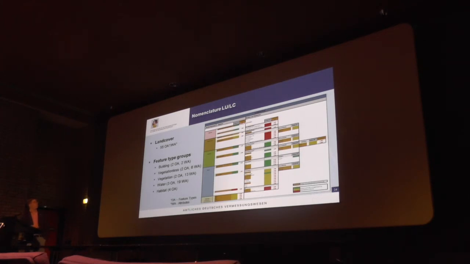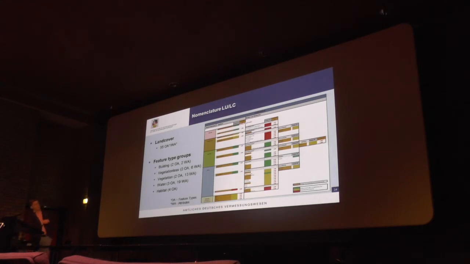In sum, we have for the field of land cover 55 object types and feature types and attributes. In the feature groups: building, vegetationless, vegetation, water, and habitats.